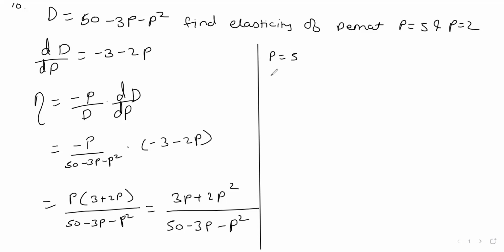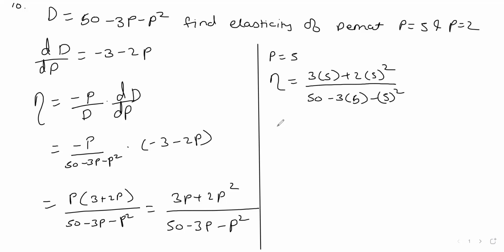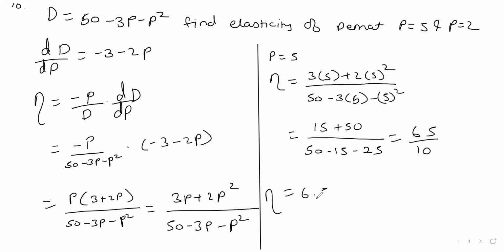So if p is equal to 5, then what will the elasticity be? 3 into 5 plus 2 into 5 square, whole thing upon 50 minus 3 into 5 minus 5 square. This is 15 plus 25 twos are 50. This will be 65 upon 10. So elasticity is 6.5.